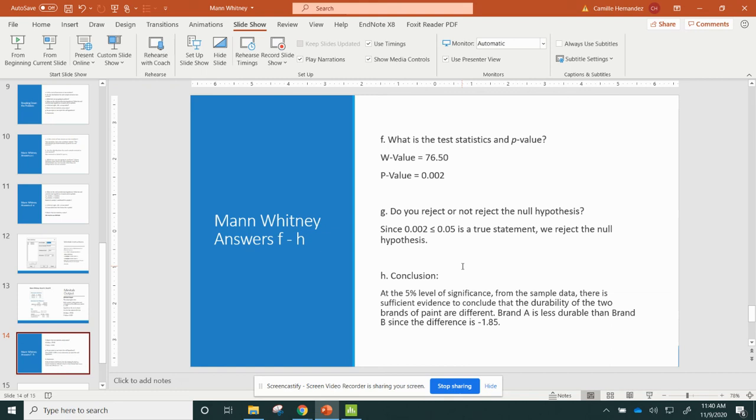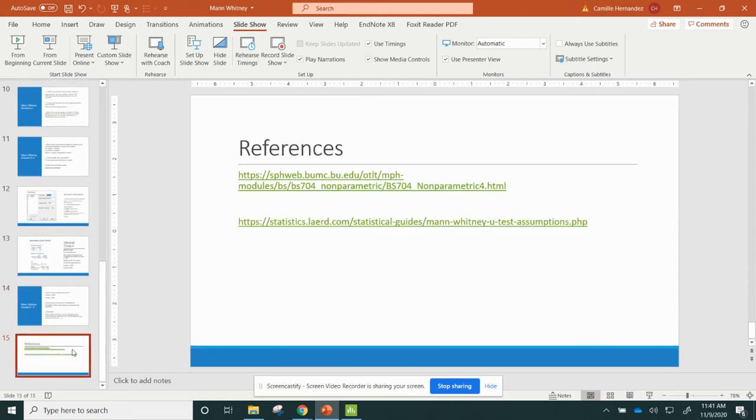That's what it meant. If it had been positive 1.85, then that would have meant brand A is more durable than brand B. Because it's a negative, that's showing me that my second group has a difference from brand A. Okay, I hope that helped. And on the last slide, let me just show you where I got the information.